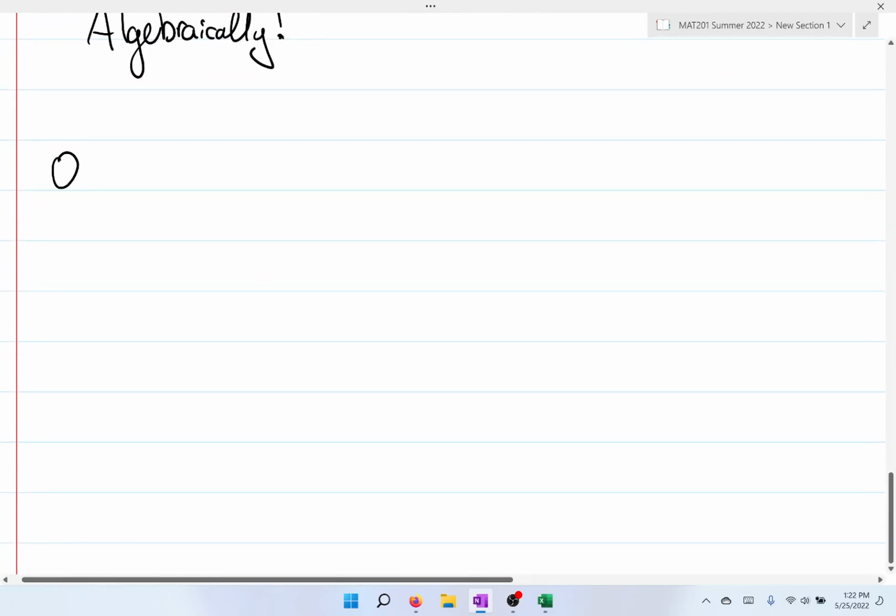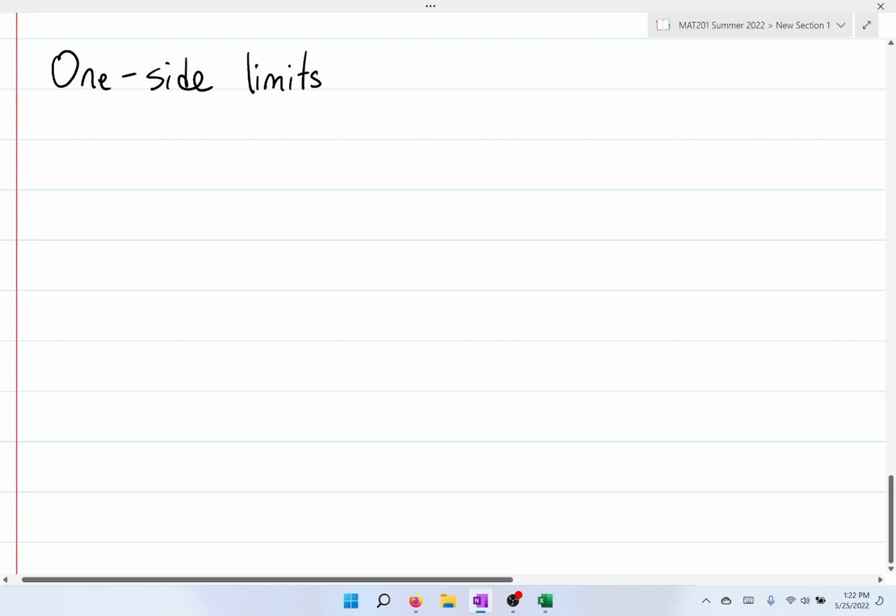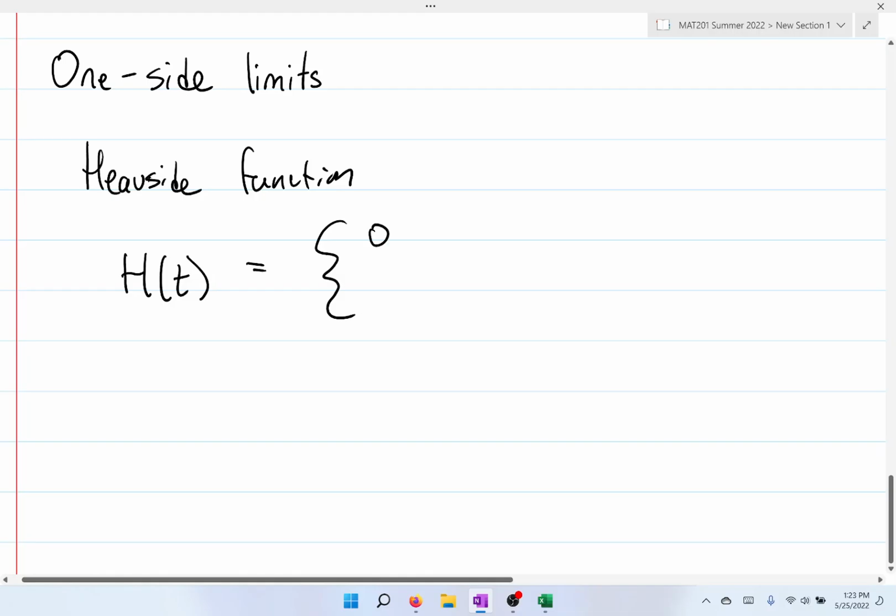What I want us to do now is understand and explore the idea of one-sided limits. And it's exactly what it sounds like, okay? So the easiest way that sometimes we demonstrate this is using the Heaviside function. The Heaviside function is a piecewise defined function that looks like this. So we say h of t equals 0 if t is less than 0, and 1 if t is greater than or equal to 0.